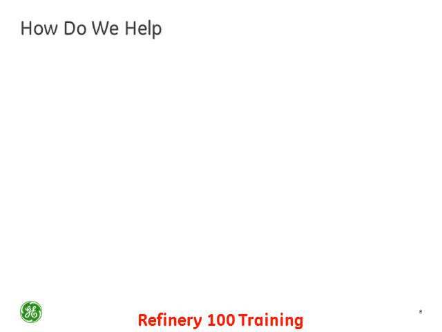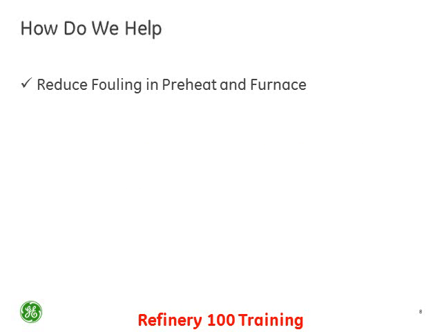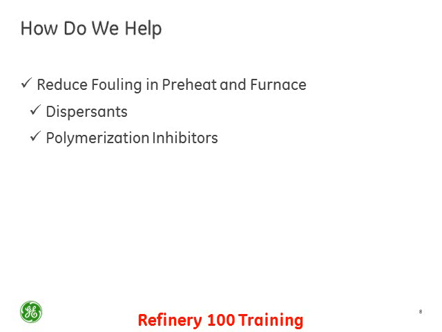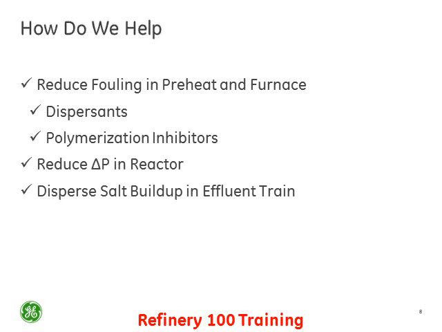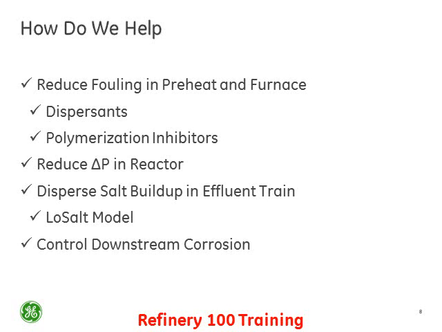What we do to help a hydrotreater run: we can reduce fouling in the preheat train and in the furnace. Sometimes we do that with dispersants. Sometimes we do that with polymerization inhibitors. Often we use both. We can reduce the delta P in the packed bed reactor. We can disperse salt buildup that might happen in the effluent train, and we can model that salt buildup using our low salt model, and we can control downstream corrosion.